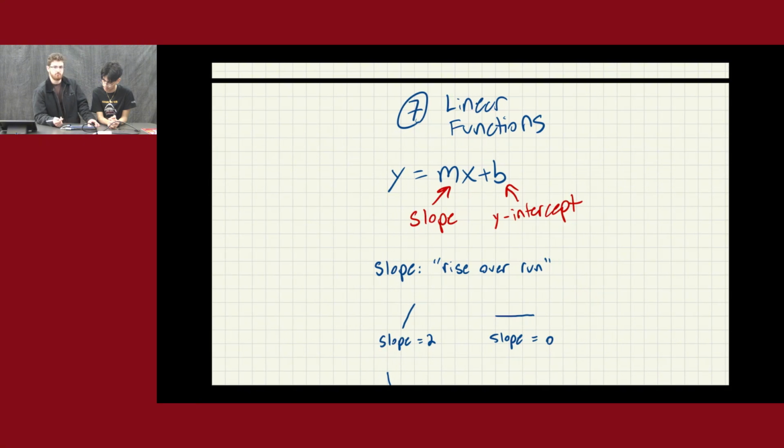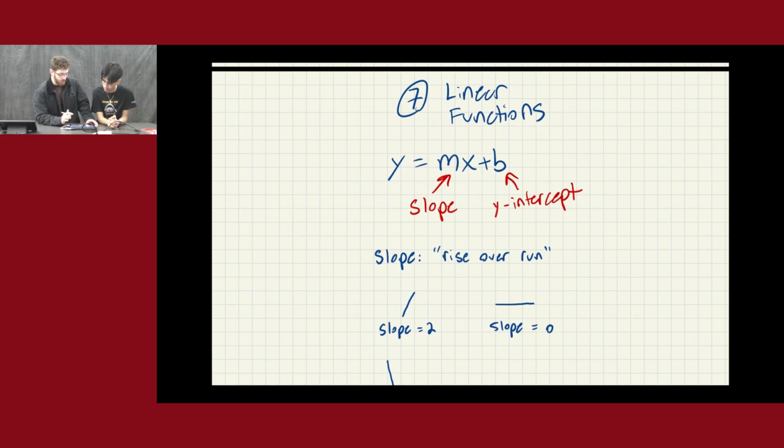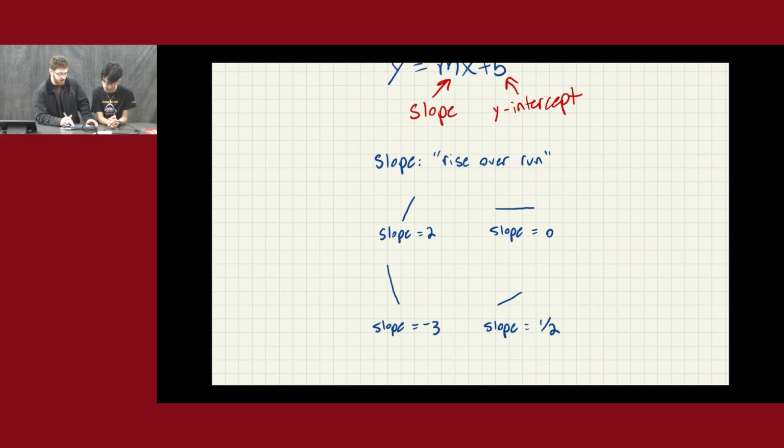So the way that you write linear functions typically, and you'll learn different ways of writing this, is y equals mx plus b. So y and x are the same as they were before. m and b are two new variables we're introducing. So m is called the slope, and it's rise over run.